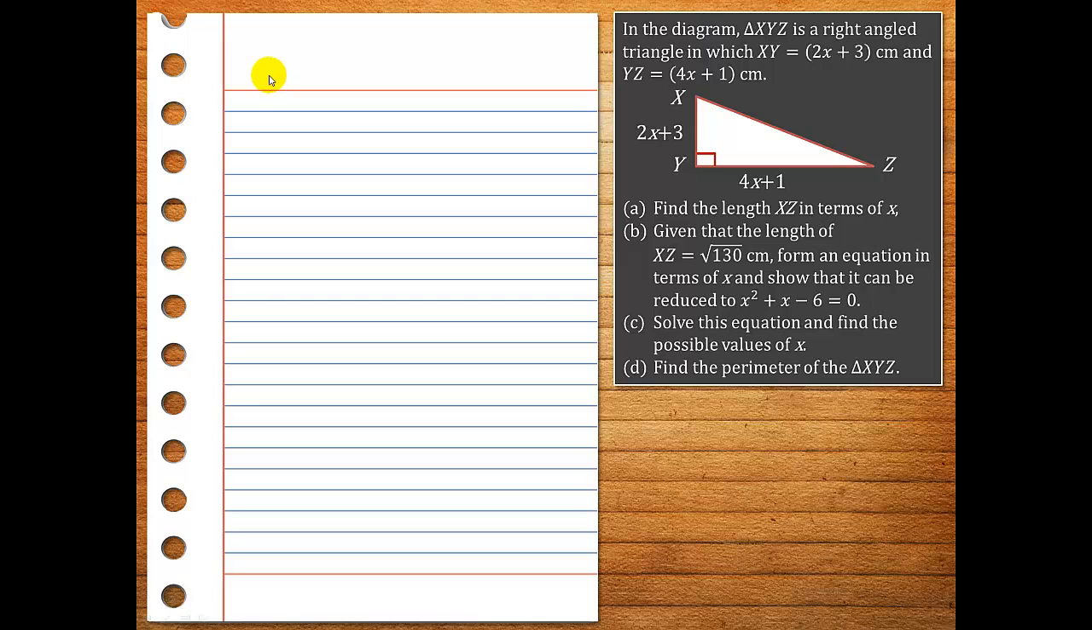Is there any formula that you can apply to find the length XZ? Yes, you are right. We can apply Pythagoras theorem, c squared equals a squared plus b squared. And do you know what is the value of c squared in this example? Yes, it is the hypotenuse XZ squared. And what is the value of a here? Well, we can either use 2x plus 3 or 4x plus 1. We shall write it as (2x plus 3) squared, and for b we will have (4x plus 1) squared.